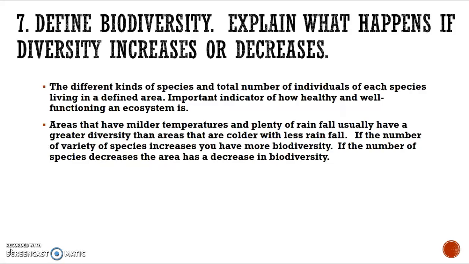Scientists sometimes will go out and measure an area and look at the variety of species, and they know if they come back after so many years there's more species, then we have more diversity. If the number decreases, then we have a loss of biodiversity, and they want to investigate and determine what is causing that loss of biodiversity.